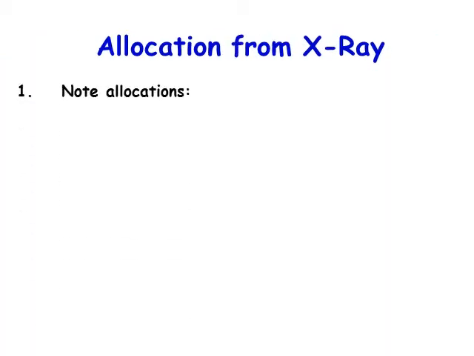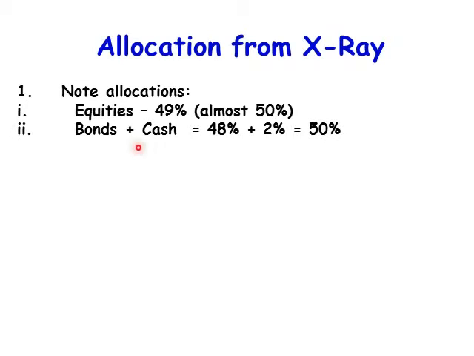Let's look at what allocation we got. Equities is 49%, which is almost 50%, and the 1% is the rounding error we have. Bond is 48% plus 2%, bond plus cash. This is income, our debt portfolio or income portfolio, which is 50%. So we got a 50-50.